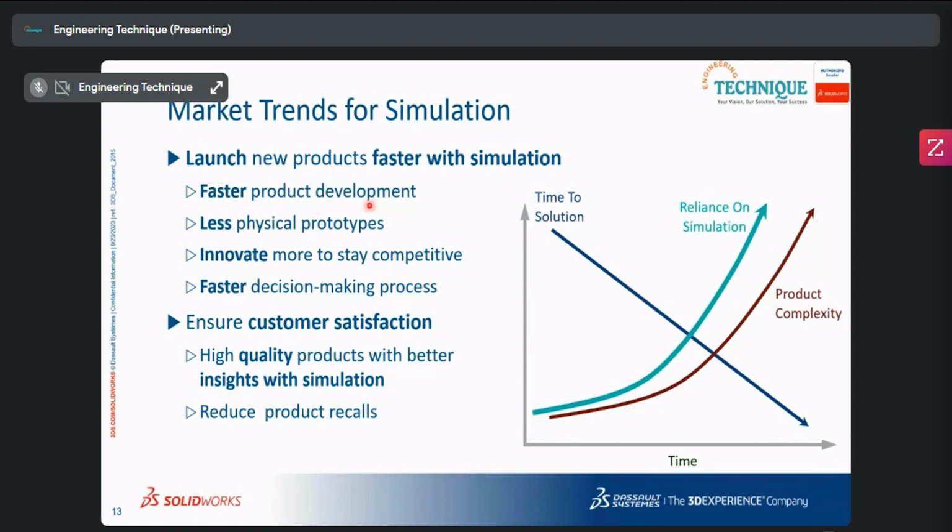Okay, the product development cycle has now become very fast. We can see every month or say every week a new product is launched into the market. Okay, then less physical prototyping, that is another factor. Innovate more to stay competitive, fast decision making process. Then to ensure customer satisfaction, every company needs to increase their quality with less price. Okay, and to reduce product recalls, simulation can play a major role.